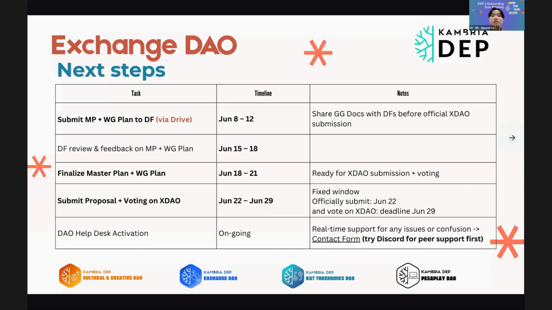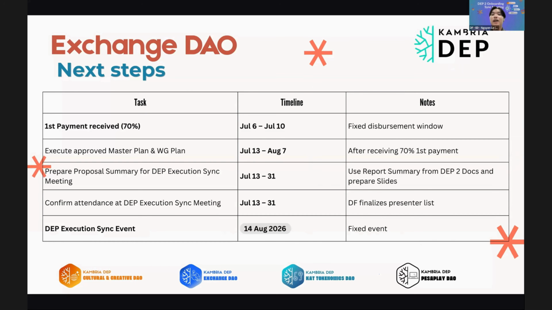Next is the plan for July, when we do the real execution of the approved master plan and working group plans, and the first payment of 70% will be received. There is a timeline that will follow, but I will not dive deeply into it at this point, because we need to draft things up for the XDAO voting and further discussion. In the DAO weekly meeting I will provide more information about that, so please don't worry too much.